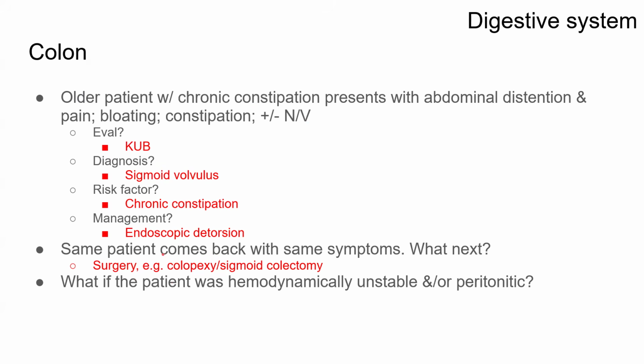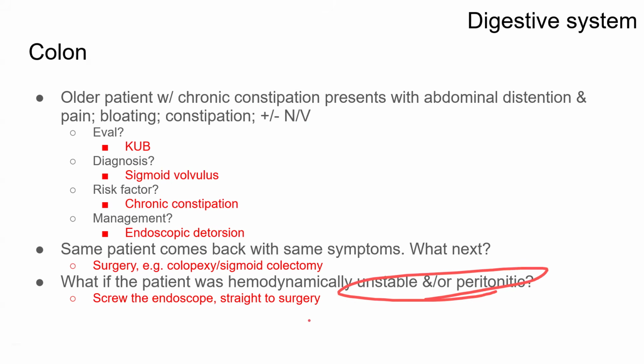Let's say, for example, there's a patient that has sigmoid volvulus, but they're hemodynamically unstable and/or peritonitic. In this case, you just skip the endoscope, you go straight to surgery, even if it's their first time having sigmoid volvulus. So this is one of those situations where, yes, you know the diagnosis is sigmoid volvulus, and you think, well, you do an endoscopic detorsion for sigmoid volvulus, but the fact that they're unstable and/or peritonitic is an indication for surgery, so that trumps.